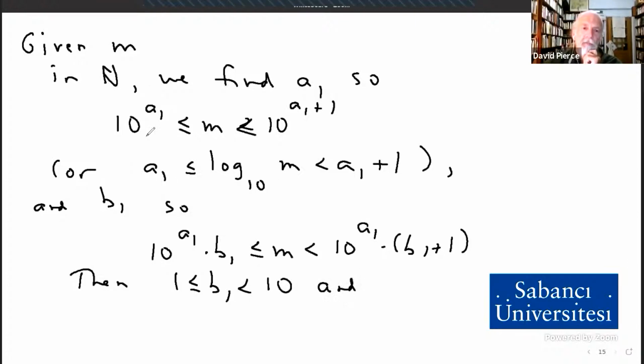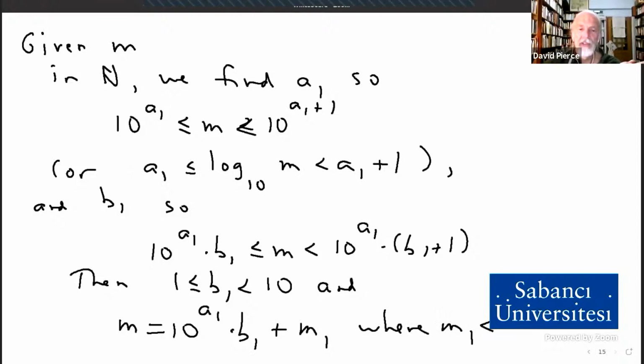And M is 10 to the A1 times B1 plus, say, m1, where m1 is less than 10 to the A1. So we start over. If it's 0, we're done, we know what M is. Otherwise, we start over and we get the next term, or the next digit.